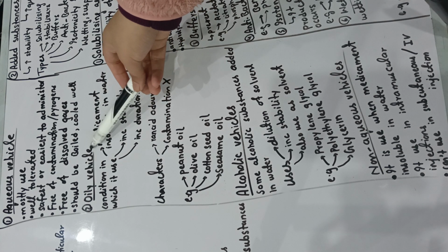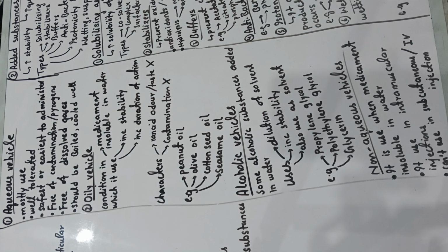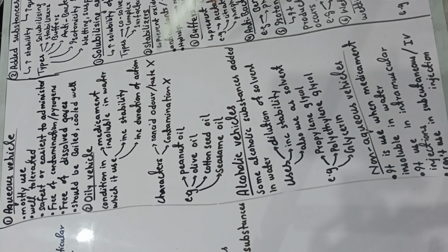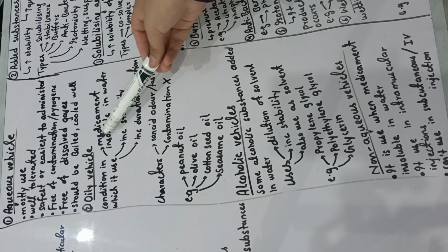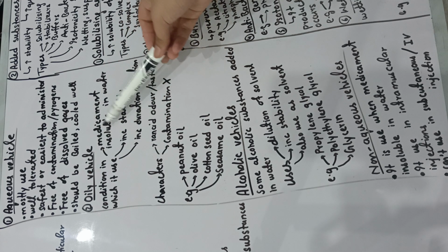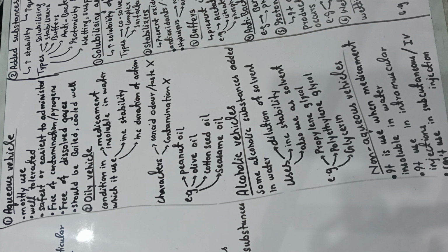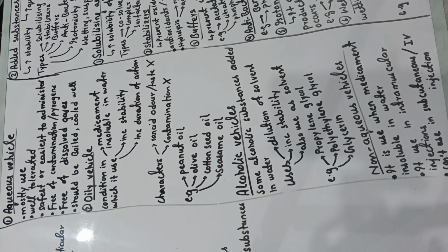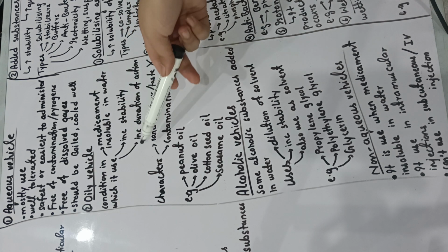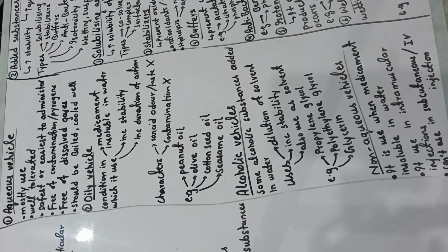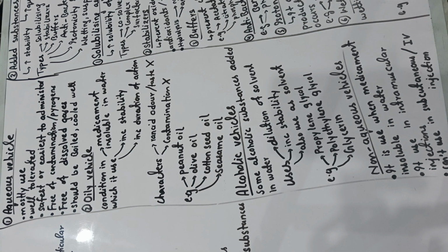There are also oily vehicles, in which the medicament is dissolved in an oil. Which kind of medicaments are dissolved in it? We use an oily vehicle when the medicament is insoluble in water. When it cannot dissolve in water, we solubilize it in an oil. It is also used to increase the stability of a particular medicament, and to increase the duration of action, because it makes the medicament extended release.